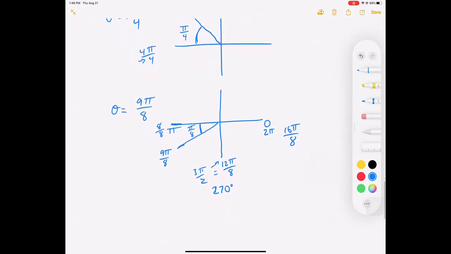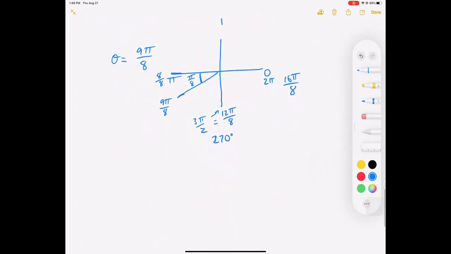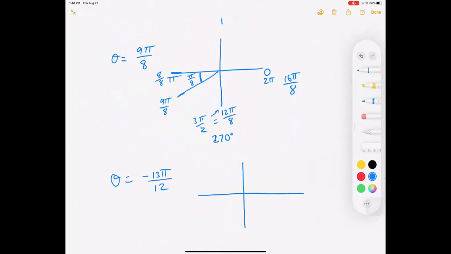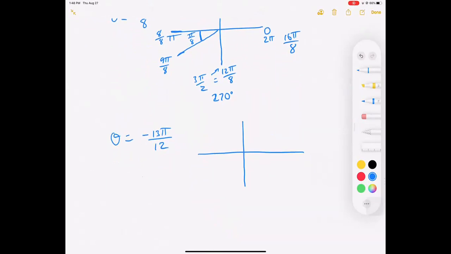Okay, let's do another one. This one's going to be a little different with a negative sign. Theta is negative 13 pi over 12. Okay, negative 13 pi over 12. These are slightly uncommon, right? Pi over 12, we won't see it that much, if at all. But it still gives us an idea of where we would be. Going in the negative direction, 0. Going left would be negative pi over 2.